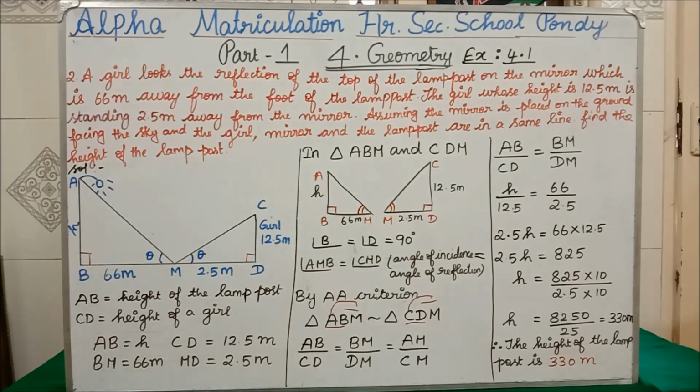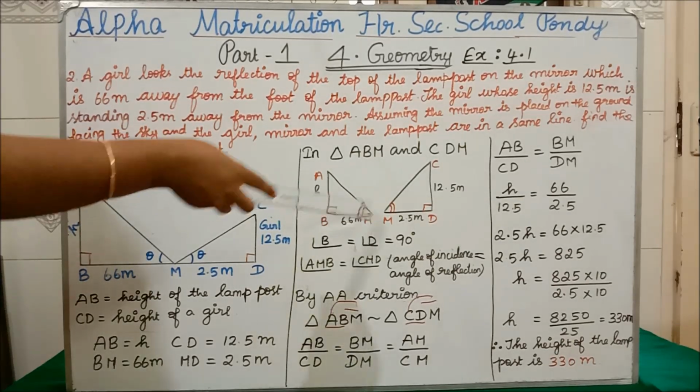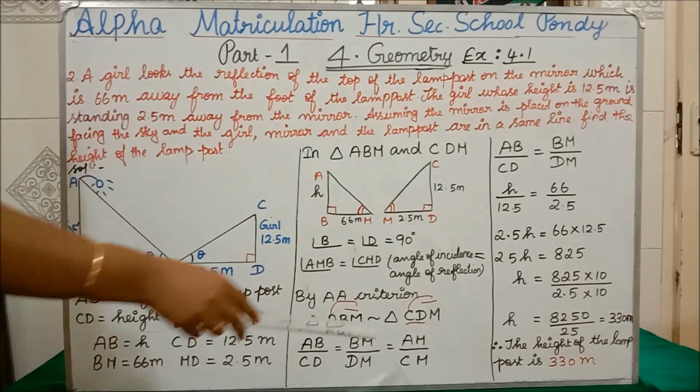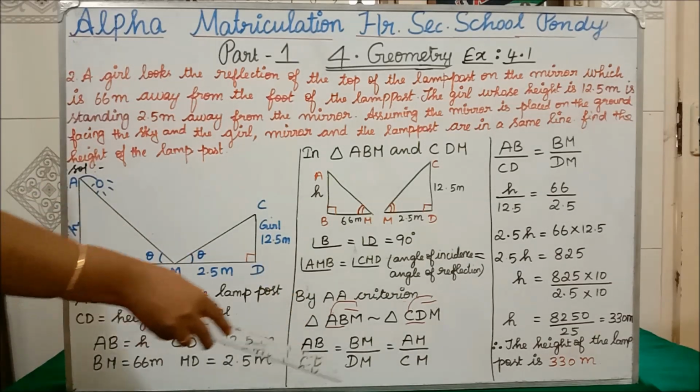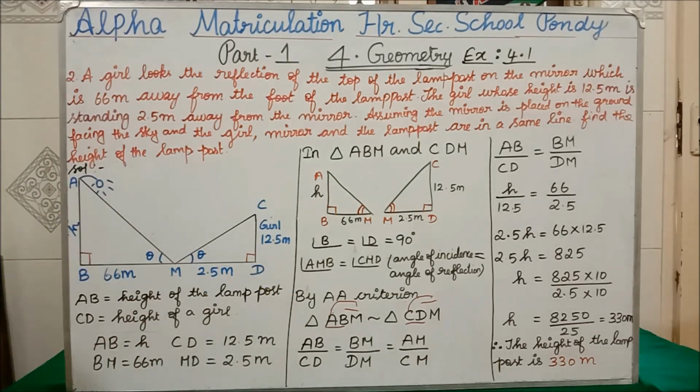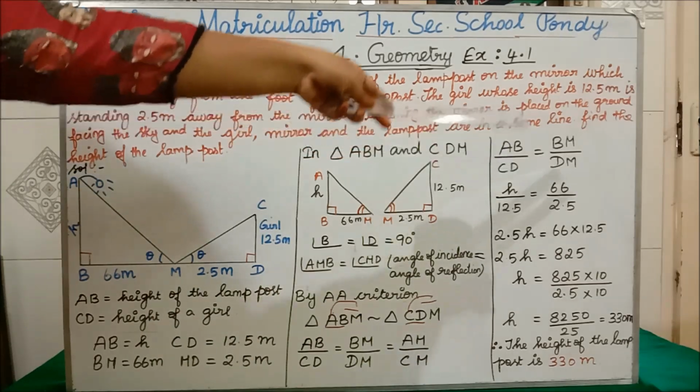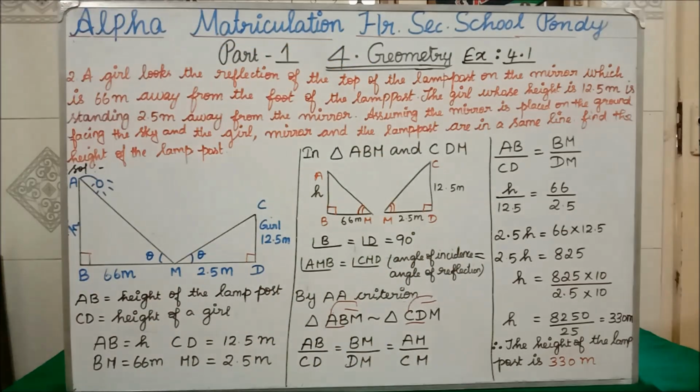Okay, after writing three ratios, we have to take any two. To choose, you have to see for which side we don't have any value. We don't have a value for AM, similarly for CM. So we can neglect the last one and take these two. So I have written AB divided by CD is equal to BM divided by DM.